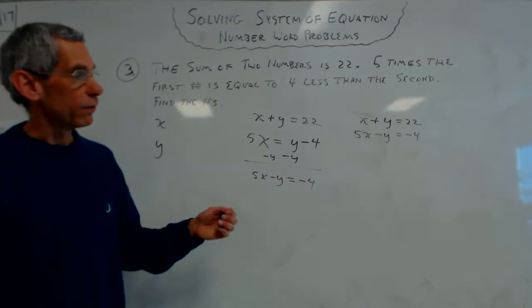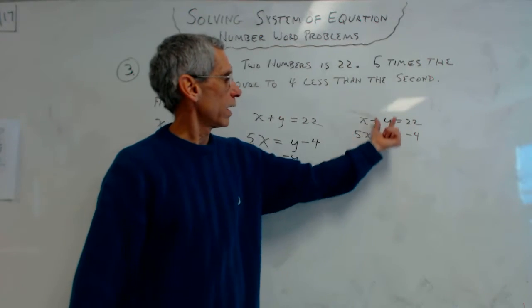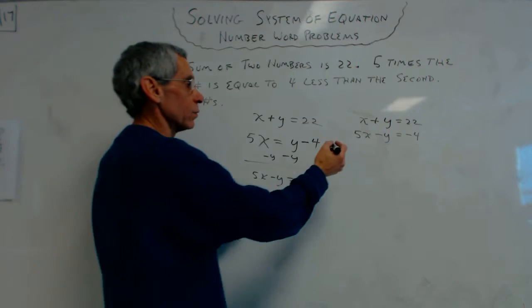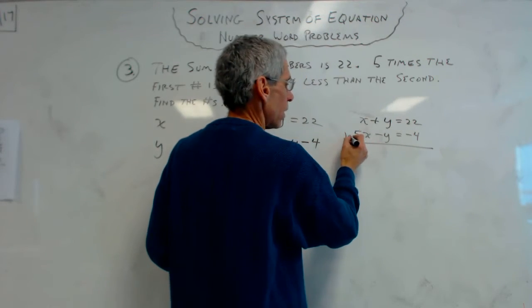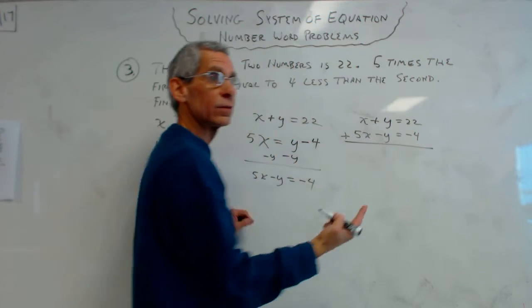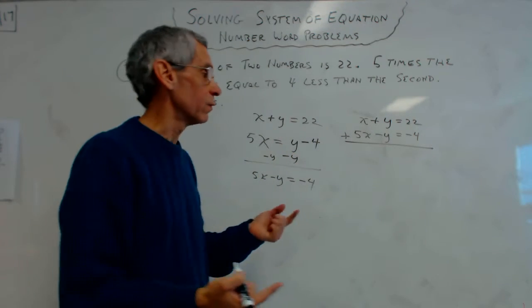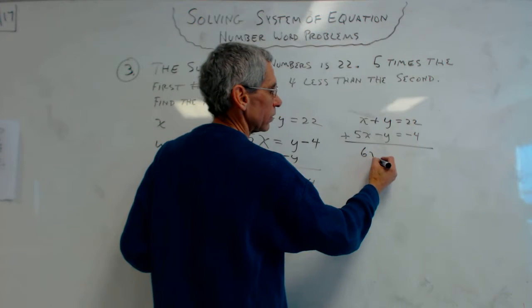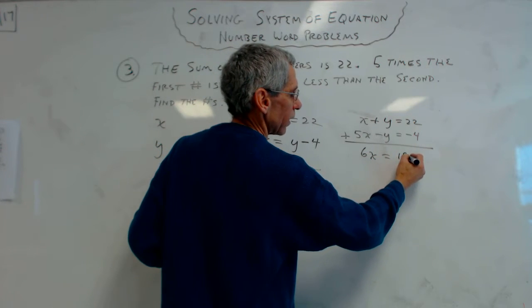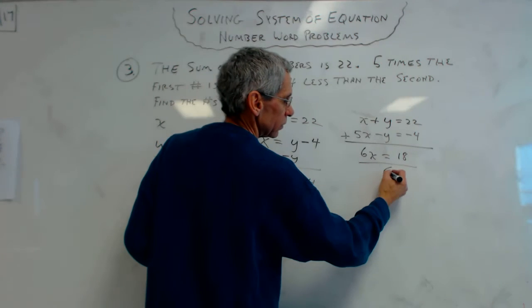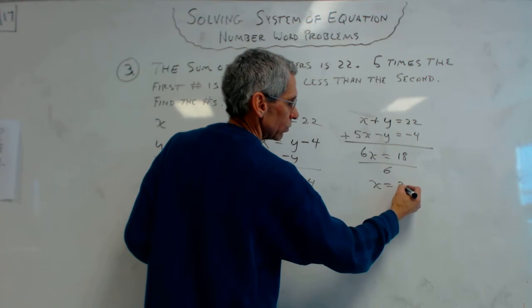Do I have the x's together and y's together? What do I do? Just add them together, right? Why? Because the y's cancel out: I have a positive y and a negative y. So that gives me 6x is equal to 18, right? And then I divide by 6. That gives me x is equal to 3.